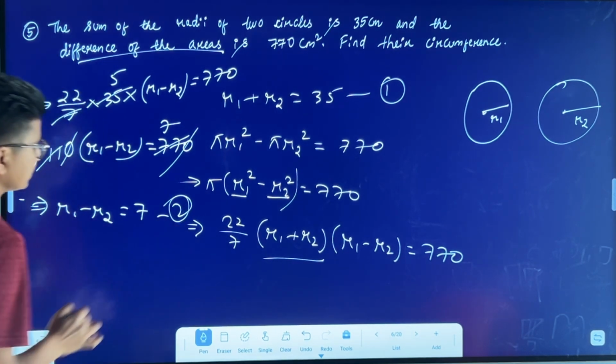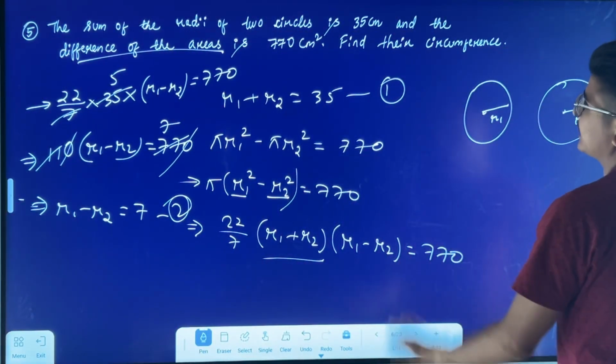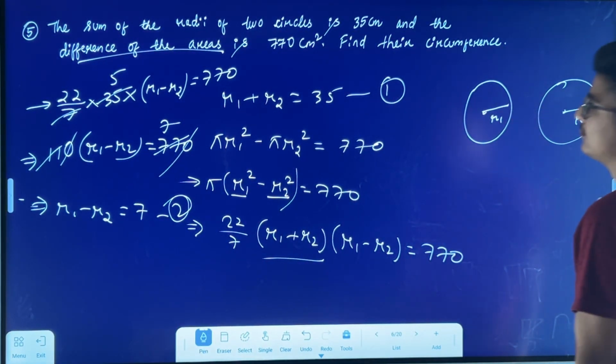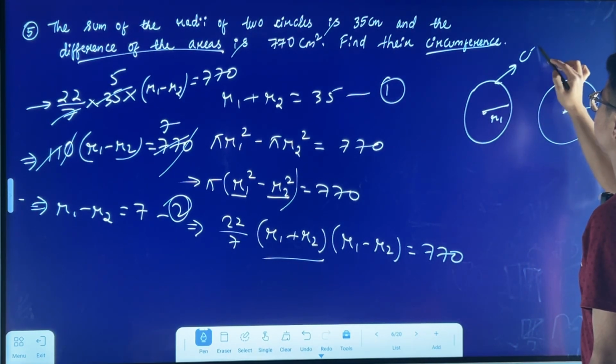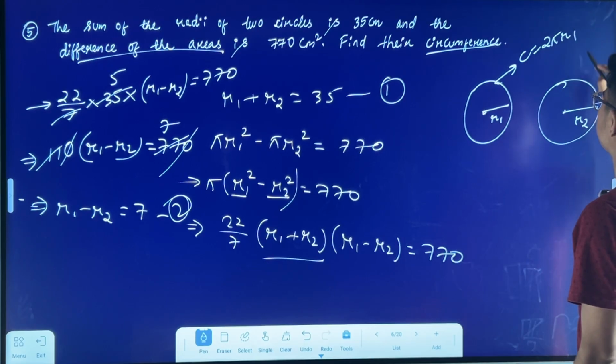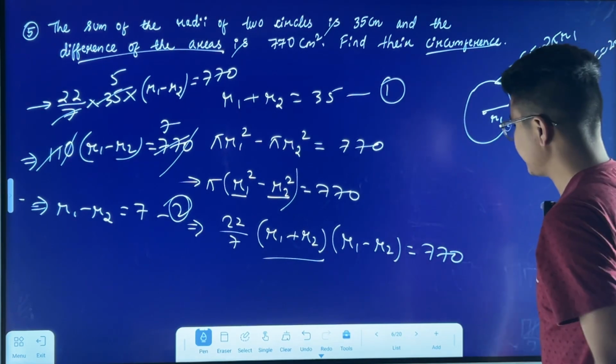Let's say this is equation number 2. If you solve equations 1 and 2 easily, you can get the values of r1 and r2. Why do you need r1 and r2? Because you need to find the circumference. Circumference of this circle will be 2 pi r1. Circumference of this circle will be 2 pi r2, right? r1 and r2 are required here. So let's solve equations 1 and 2.